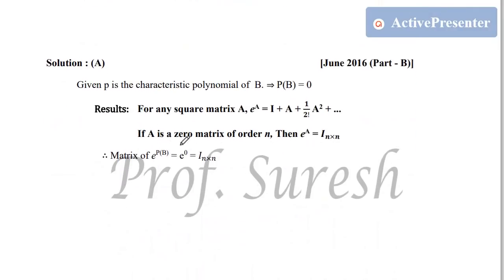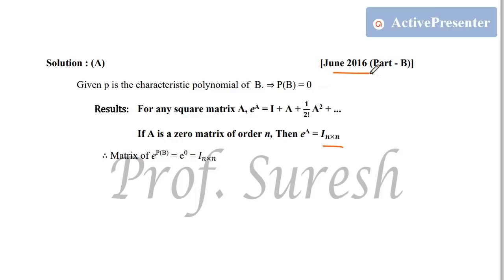See, given p is the characteristic polynomial of B. So by the Cayley-Hamilton theorem, every square matrix satisfies its characteristic polynomial. So p of B will be the 0 matrix. So this is the result. For any square matrix A, e power A can be written like this. And if A is a 0 matrix of order n, then e power A equals I e power 0, that is equal to I, not 1. So the matrix e power p of B equals e power 0, that is equal to I.